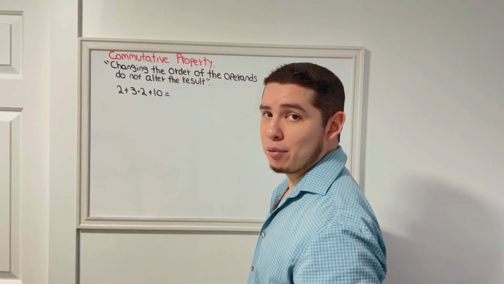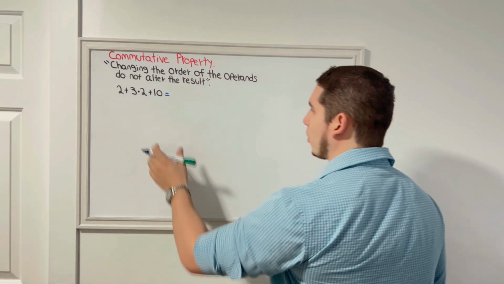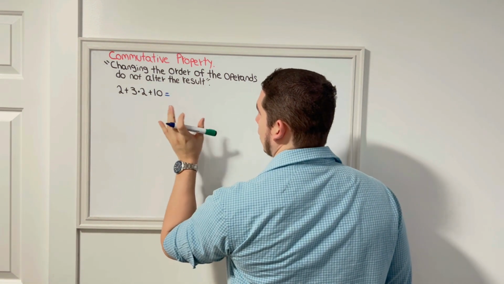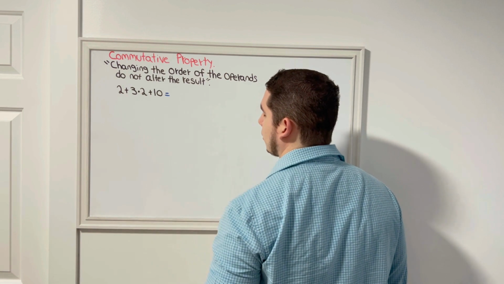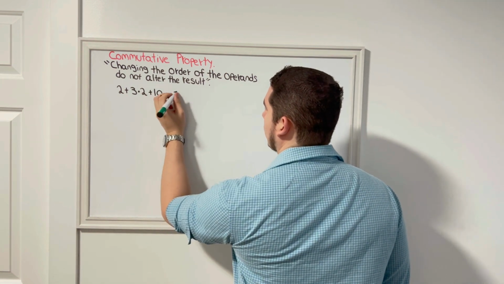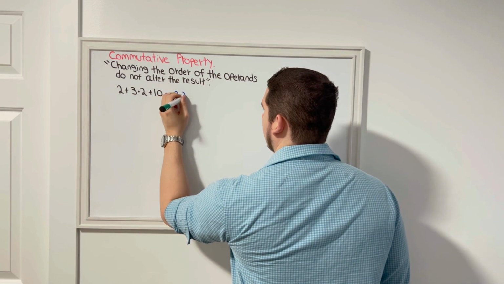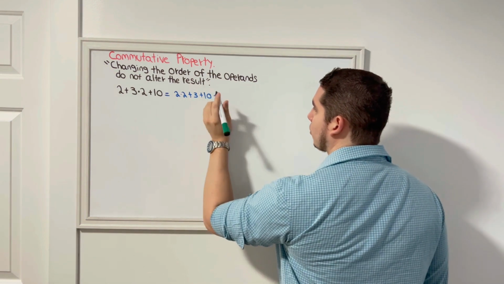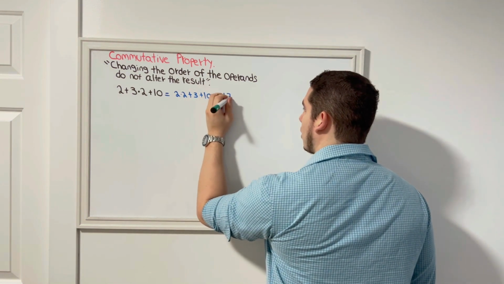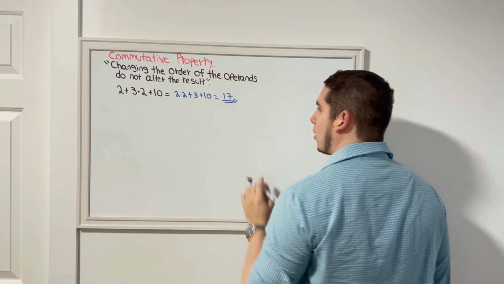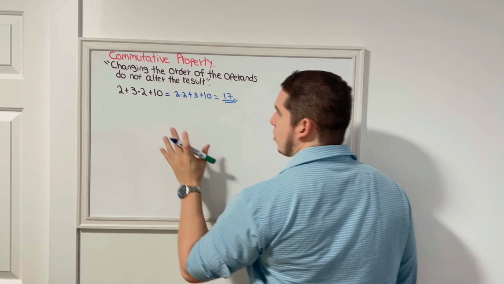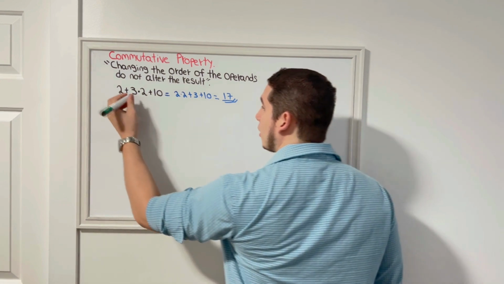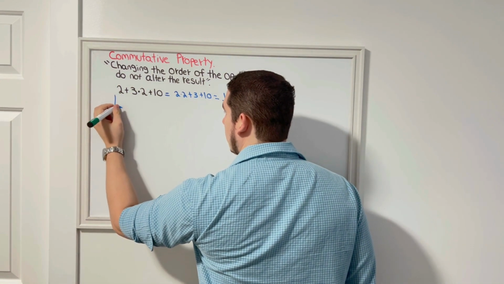In this example, I will prove to you what I just mentioned. For example, we have this problem, and the commutative property says changing the order of the operands does not alter the result. That means that perhaps we could just do 2 times 2 plus 3 plus 10. And the answer of this would be 4 plus 3 plus 10, which is 17. But is that real? No, as I mentioned before, we have to respect the hierarchy of operations. Therefore, the correct way to solve this would be this.